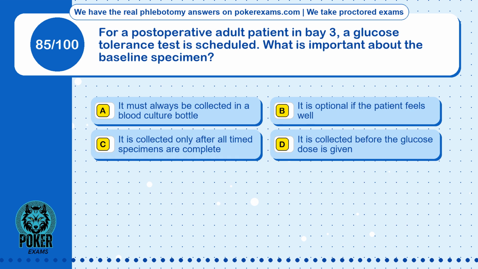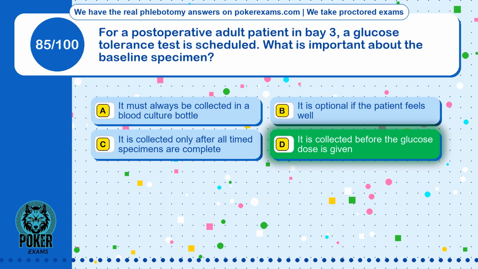Question 85. For a postoperative adult patient in Bay 3, a glucose tolerance test is scheduled. What is important about the baseline specimen? Option A. It must always be collected in a blood culture bottle. Option B. It is optional if the patient feels well. Option C. It is collected only after all timed specimens are complete. Option D. It is collected before the glucose dose is given.